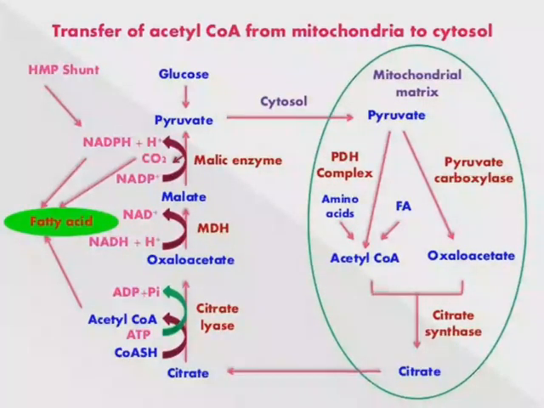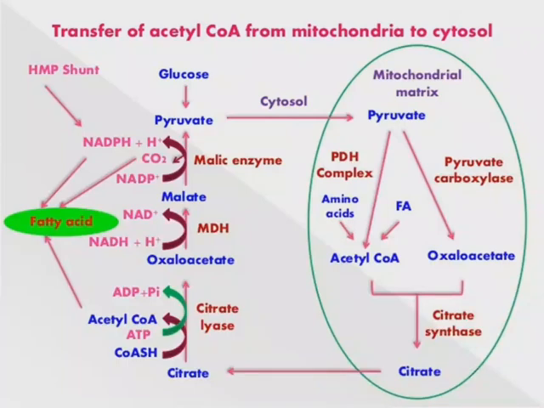This picture shows the transfer of acetyl-CoA from mitochondria to cytosol, and also shows the source of NADPH, as we said, from the conversion of malate to pyruvate in the presence of malic enzyme. We get NADPH, and from the hexose monophosphate shunt we also get NADPH, which is important for fatty acid synthesis.